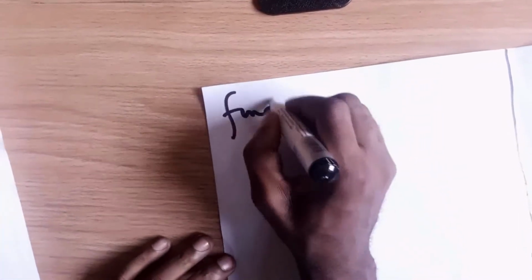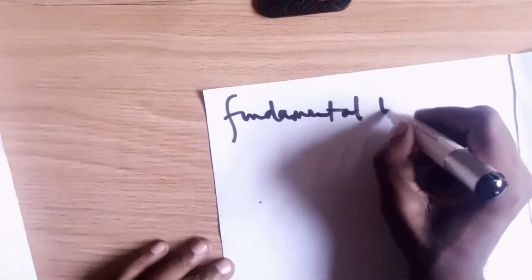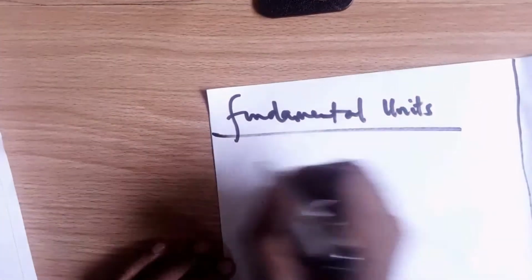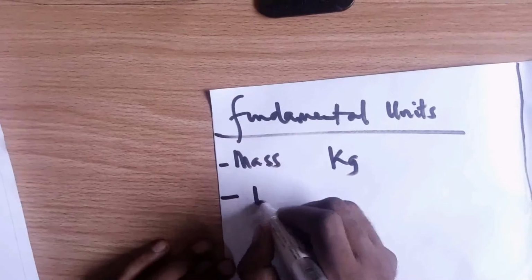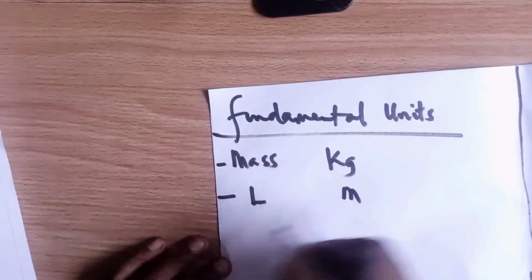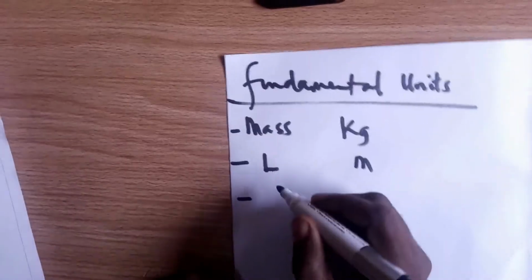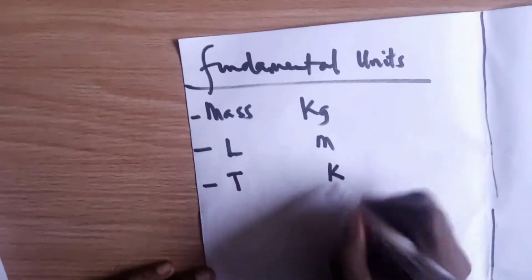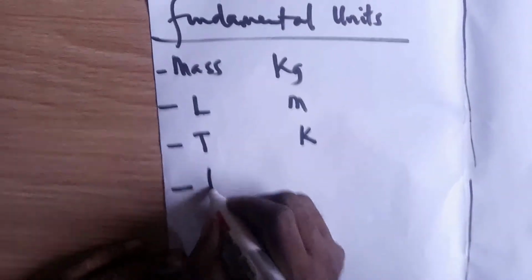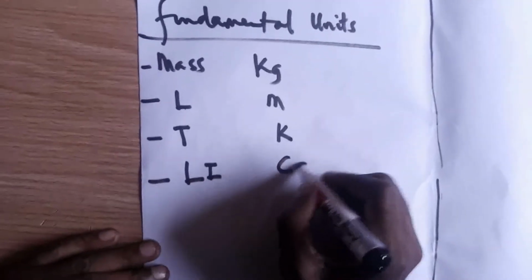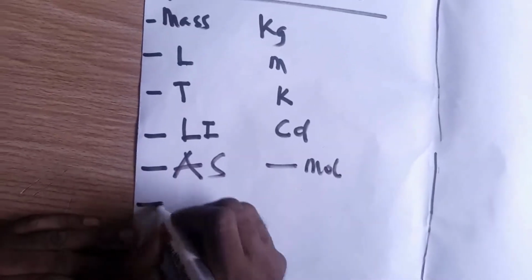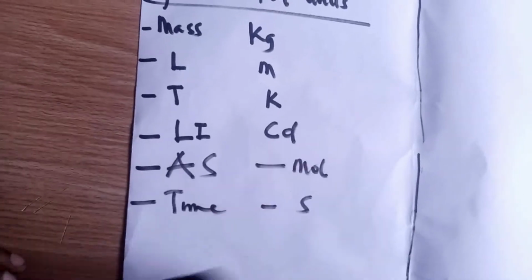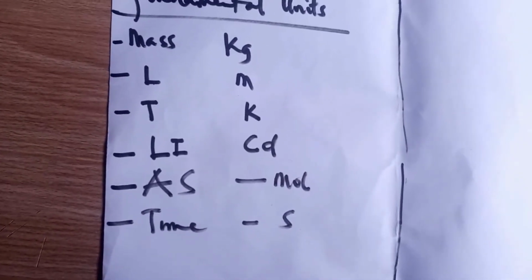Examples of these fundamental units are, we have the mass. Mass is measured in kilograms. We have the length. Length is measured in meters. We have the temperature. Temperature is measured in Kelvin. We have the luminous intensity. Luminous intensity is measured in candela. We have the amount of substance, which is measured in mole. And then we have the time. Time is measured in seconds. So these are basically the fundamental quantities we have.